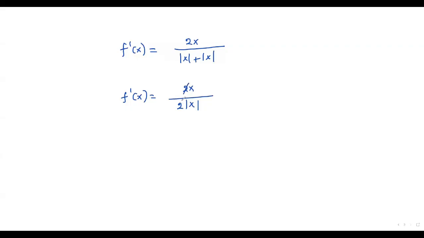Here the 2 cancels out and we get f prime of x equals x over the absolute value of x. We defined the function f of x as the absolute value of x. So for this f prime of x, I can write the derivative of the absolute value of x equals x over the absolute value of x. Now I have the derivative of the absolute value of x using the limit definition, and it is equal to x over the absolute value of x.